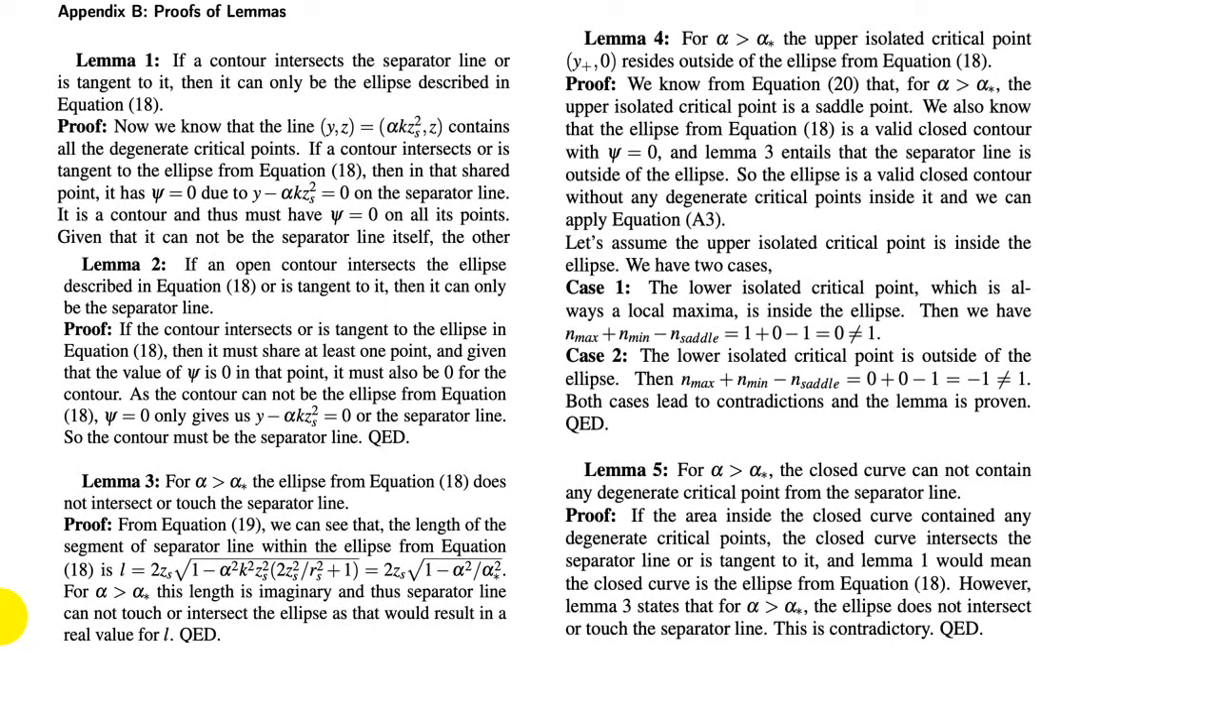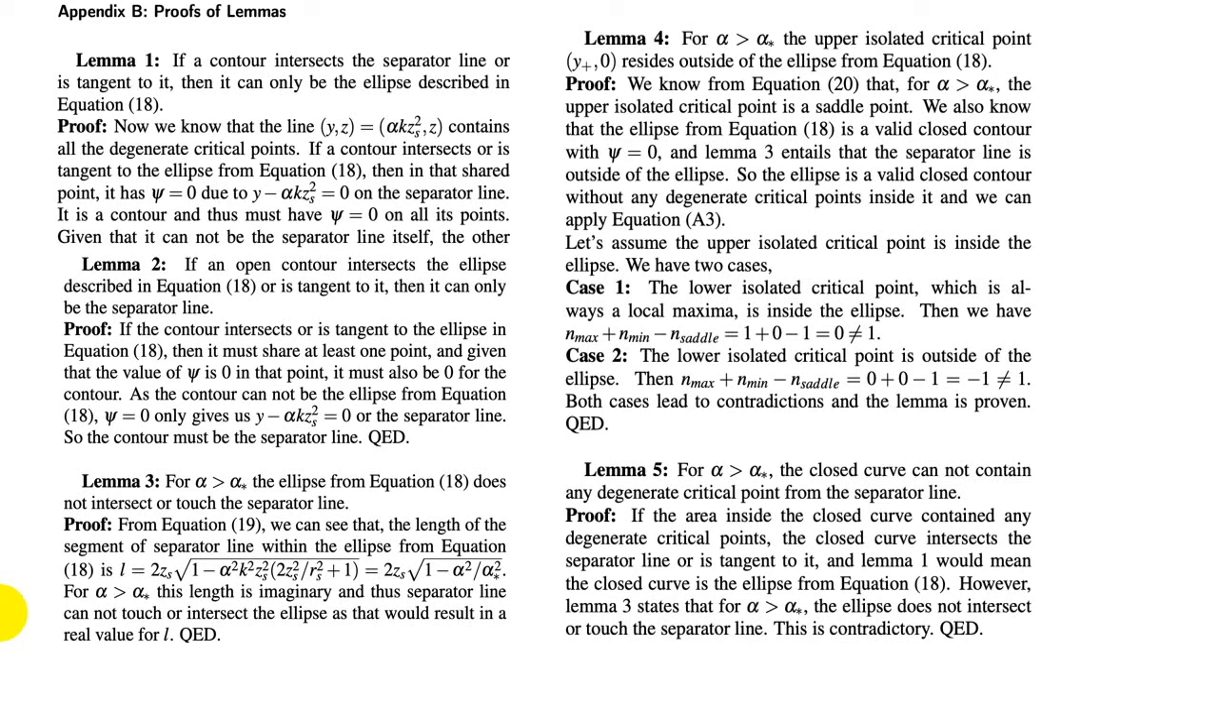Lemma two is that if an open contour intersects the ellipse described in equation 18, remember that ellipse, then it can only be a separator line. Because if it's intersecting, then it has points in common, and if it has points in common, then it becomes that ellipse. But we assumed it's not that ellipse, because that ellipse is closed. So it has to be the other thing that has the same chi. What is the other thing that has the same chi? The separator line, chi equals zero, exactly.